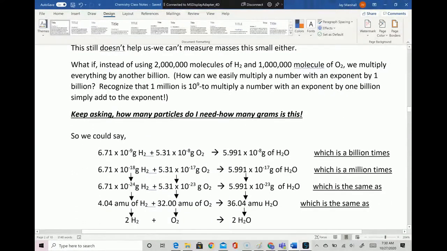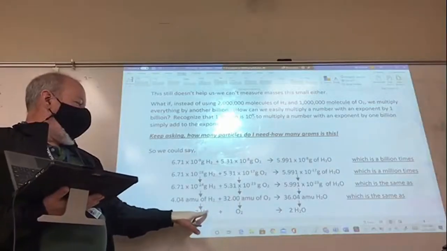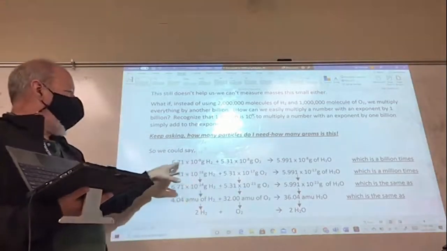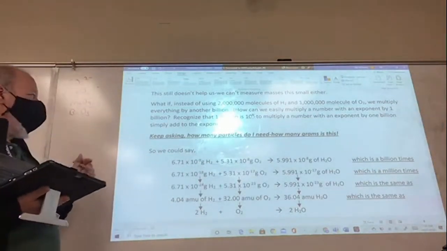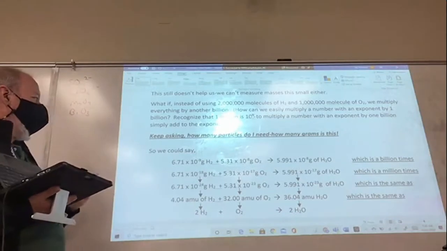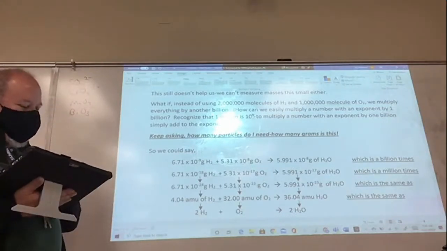What if I multiplied things by a billion more? What if we multiply things by another billion? What if I add another 9 to this? I get 10 to the negative 9th and 10 to the negative 8th, which is a billion times this, which is a million times this, which is the same as this, which is the same as 2 to 1 to 2. Everything here is still 2 to 1 to 2. Okay, this represents 2:1:2. But this still doesn't help me.